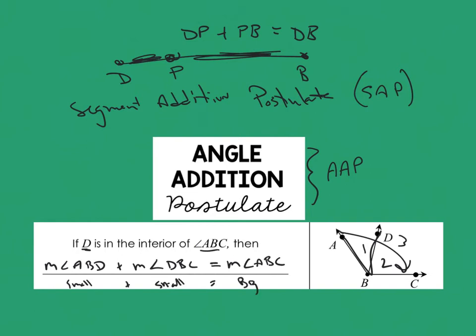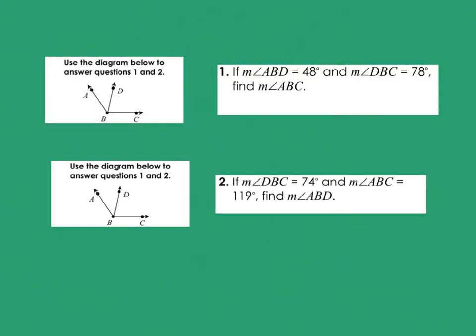Makes logical sense. So let's put this into action, right? So we have angle ABD. So let's go find angle ABD. That's this angle right here. And that's worth 48 degrees. Okay, so I'm going to say that's 48. And then you've got DBC. DBC is worth 78 degrees. So DBC is right here, so that's worth 78 degrees. And if you add those two together, you're going to get the value of ABC, which is the big angle. So 48 plus 78 equals the value of ABC, which is 126 degrees. That's the measure of angle ABC.